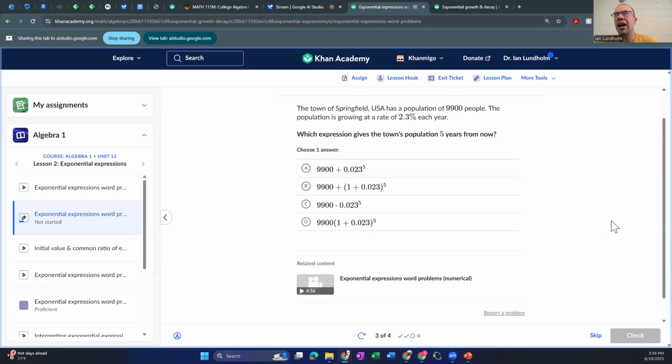You're on the right track. Since the population is growing at 2.3% each year, you need to multiply the initial 9,900 by 1.023 for each year of growth. Since it's for 5 years, you'll raise that to the power of 5. So the correct expression is indeed option D.